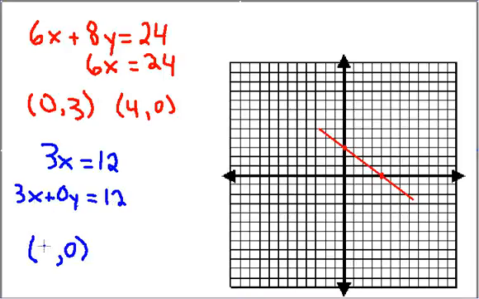Solving for x, x would equal 4. So we now have 4 comma 0. 1, 2, 3, 4. We actually see that this has the same intercept as the line that we did just before it. However, when we stick a 0 in for x to try to find our y-intercept, 3 times x is 0. 0 plus 0y can never equal 12 because 0 times anything is 0. So we actually have a situation here where we have an x-intercept, but we do not have a y-intercept.